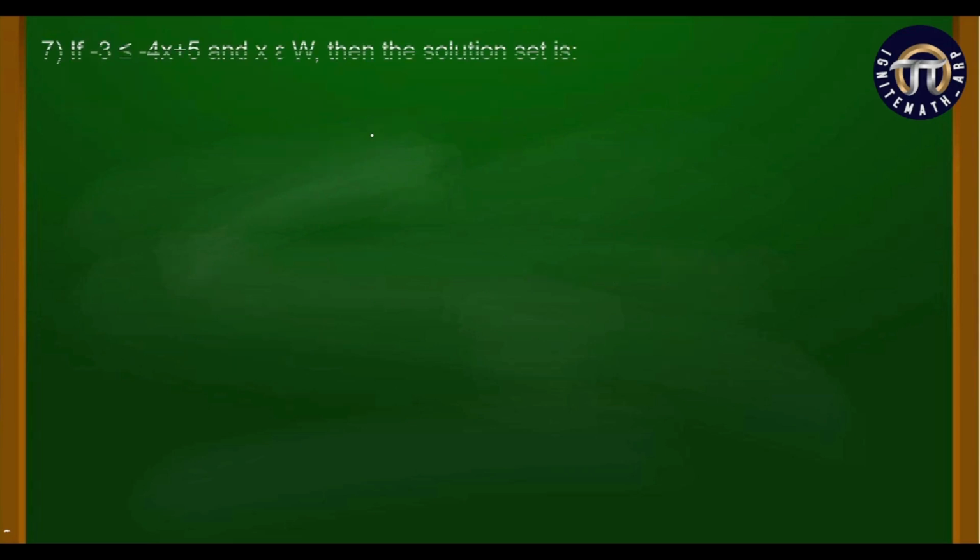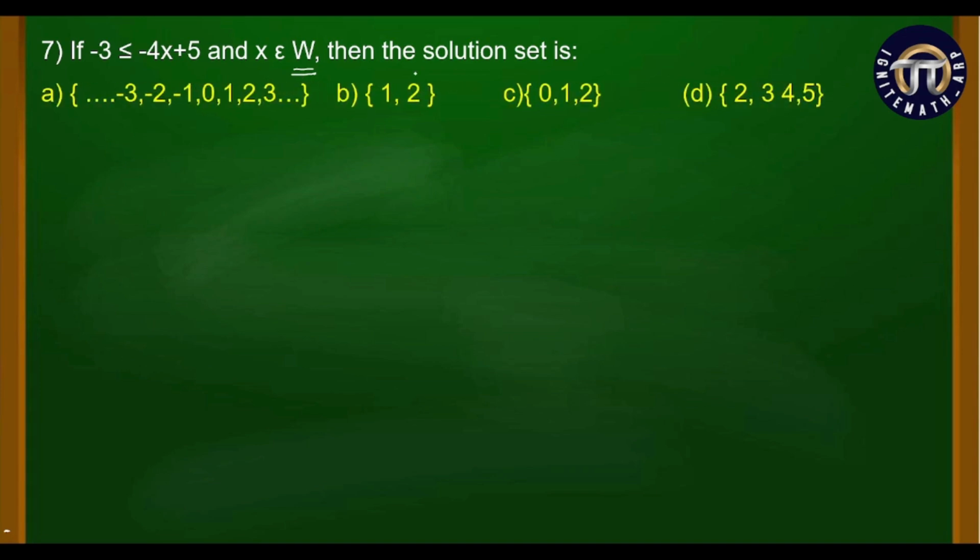Okay, now let me take the next question that belongs to algebra. They have given you the inequation, and x belongs to the set of whole numbers, the replacement set is the set of whole numbers. Then they are asking you to find the solution set. So let me take the inequation over here. Minus 3 smaller than or equal to 4 minus 4x plus 5. Clear children? So now what I do, I will take this plus 5 to that side, minus 3 minus 5 smaller than or equal to minus 4x, that is minus 8.